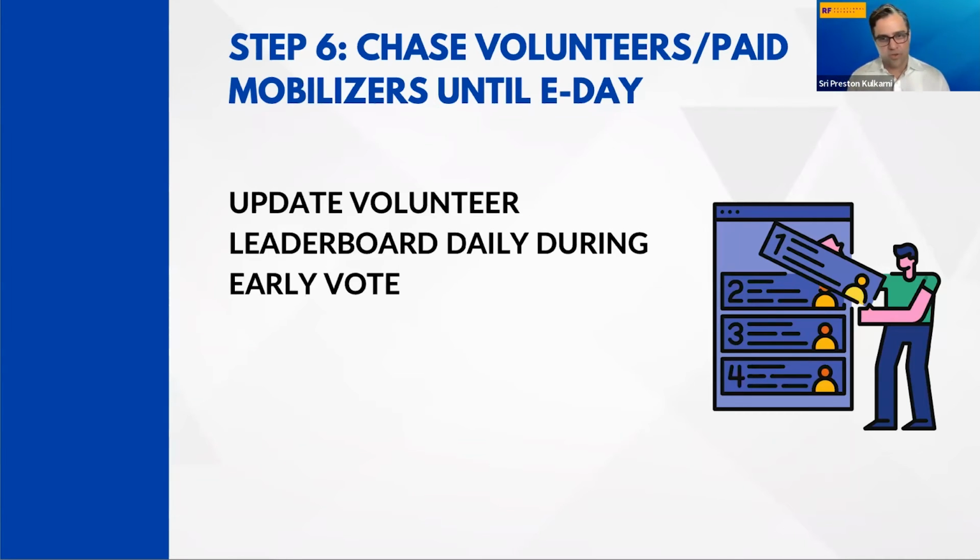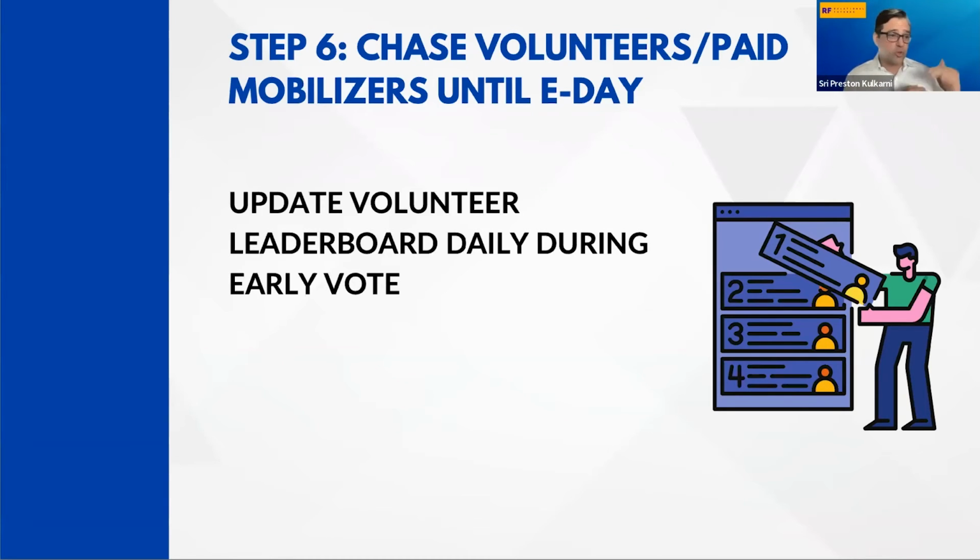Every single day of early vote, assuming that you can get updated early vote numbers in your district, you want to update those numbers. The platform often will do it for you, but you could do this yourself in Voterville. Update each one of those volunteers with how many of their voters have actually shown up to vote. And sometimes they will be surprised because they assume that their friends and family are going to show up on the first day and they never do. Update that leaderboard.